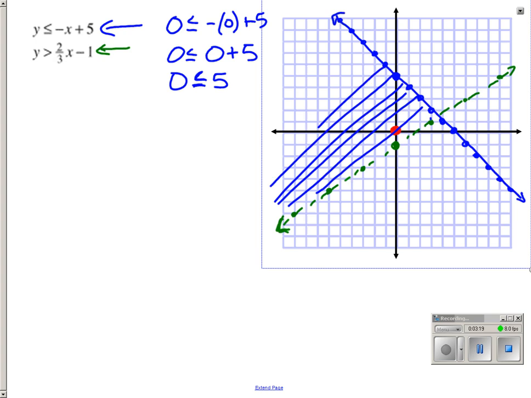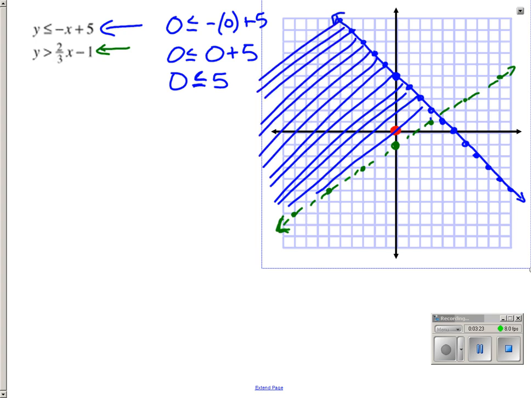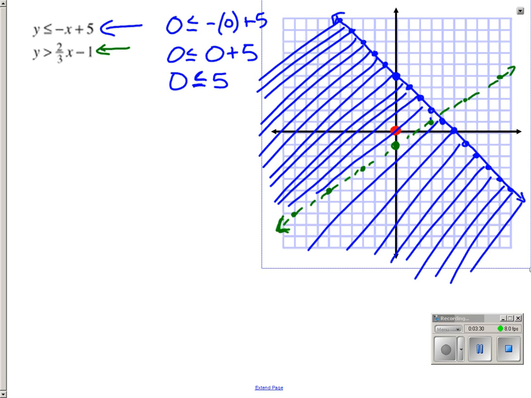So I'm going to shade over my test point because my test point worked. So I'm going to shade here, just like so. This is my shading. I don't want to go too crazy with my shading. I just want an idea of what's going on here because I'm going to be shading in another color in just a moment. So there we go. I shaded over my test point.